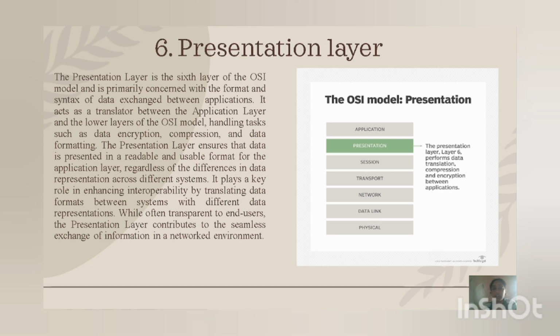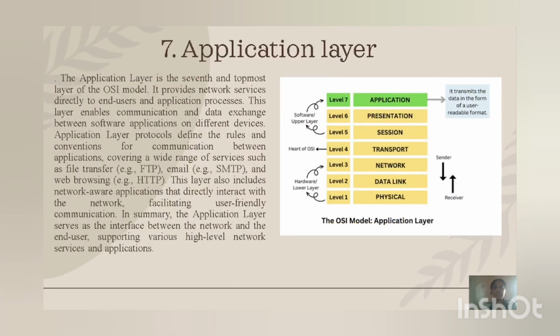The seventh layer is the application layer. It transmits the data in a user readable format. This is the software or upper layer, which is very important for one to receive the data. It provides network services directly to end users and application processes. For example, if we are receiving a message from the sender, the text whichever the sender has texted should be the same thing without any loss of information. This is a direct layer that is linked with end users, that is us.